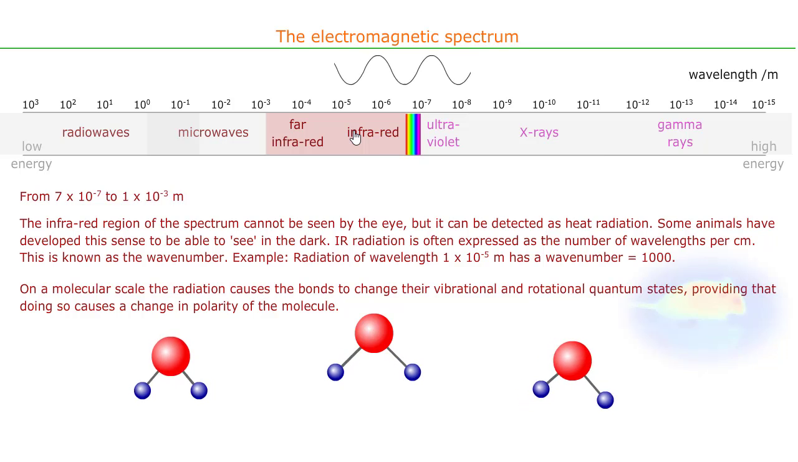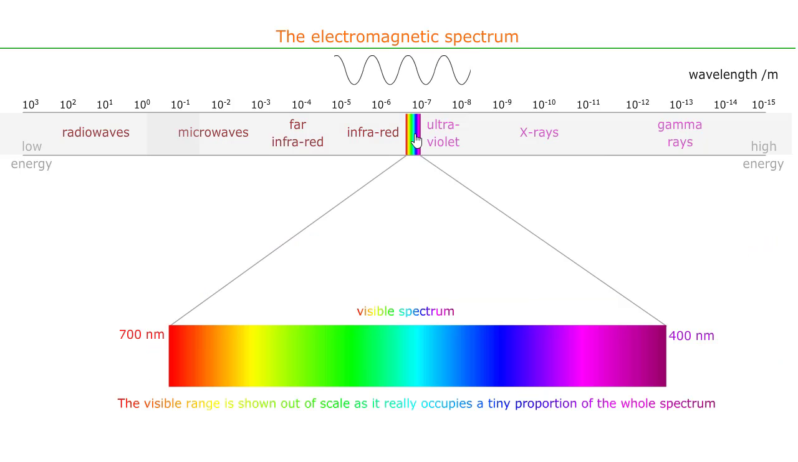Then, of course, we get the visible spectrum. Now, the visible region of the spectrum is very small compared to the whole electromagnetic spectrum. It covers the region that we can actually see, that our eyes can detect, from 700 nanometers, that's 7 times 10 to the minus 7 meters, to 400 nanometers. And we detect light using our eyes, there are different colours: red, orange, yellow, green, blue, indigo and violet.